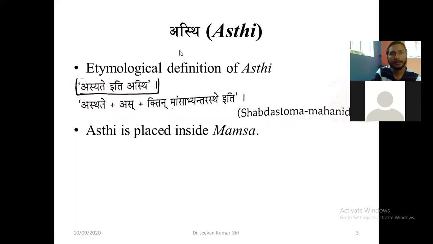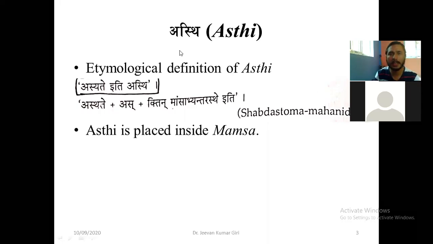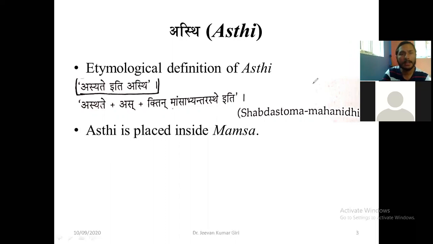Now see here, the Asthi. This is the etymological definition of the Asthi, actually the word meaning. Now see here, Asyate iti Asthi. You can copy this, as in the exam you are going to write this. Asyate plus as plus hit in Mamsa Abhyantare iti.